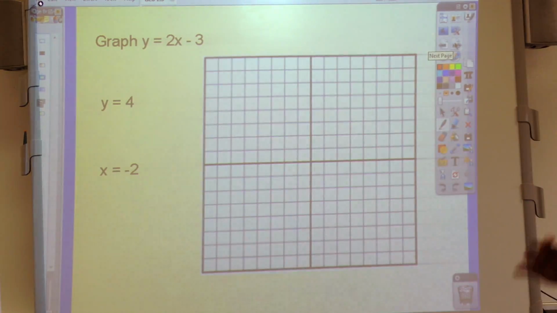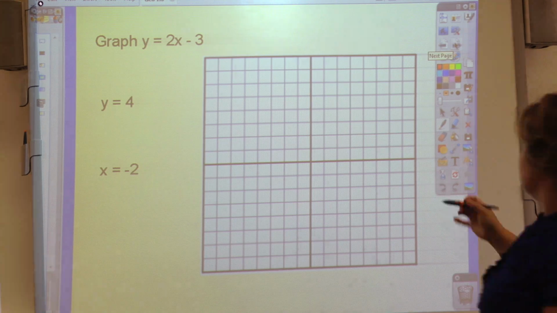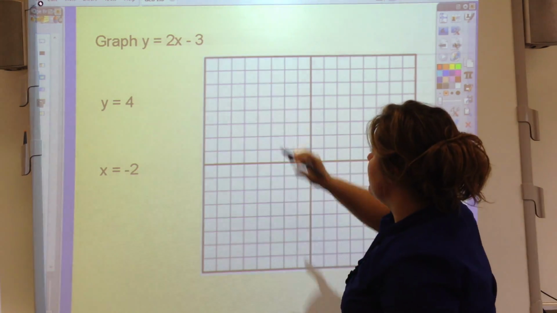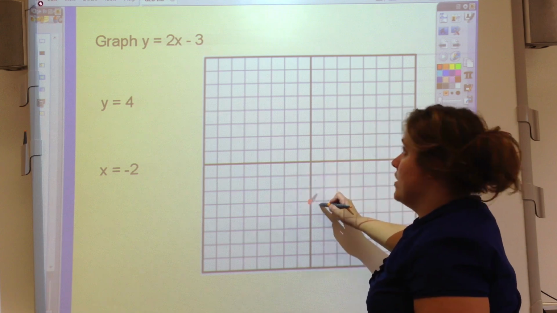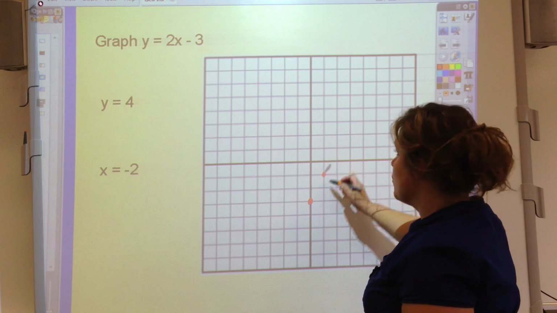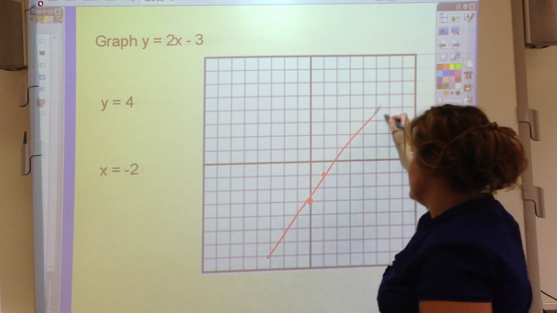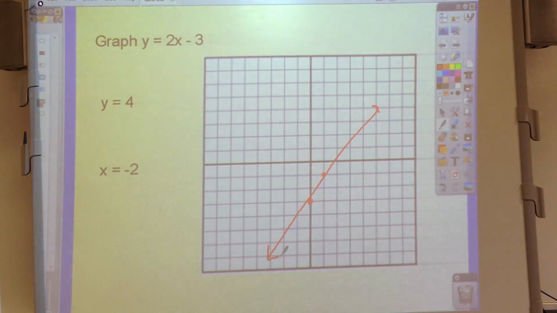All right, if we are going to graph y equals 2x minus 3, let's go ahead and graph it in y equals mx plus b form. Let's use our slope and our y-intercept. My y-intercept is -3. My slope is 2. I go up 2 and over 1. And I connect the dots. How many of you have already done that in a previous course? We'll find out, I guess.